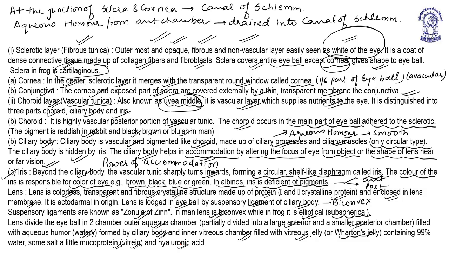Little of mucoprotein, that is vitrin, and hyaluronic acid is also present in the vitreous humor. So aqueous humor mainly consists of water, while the vitreous humor, or the vitreous jelly, contains 99% of water. Along with it, it contains salts, hyaluronic acid and mucoprotein vitrin.